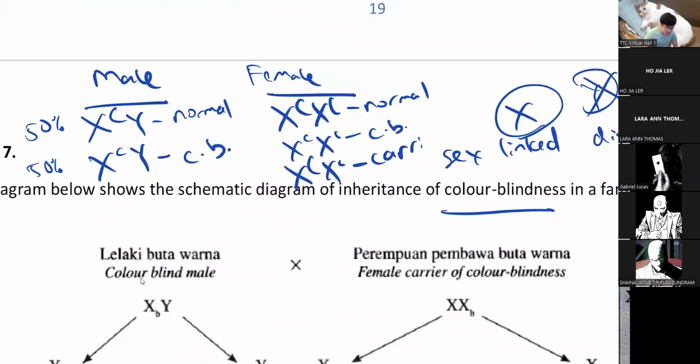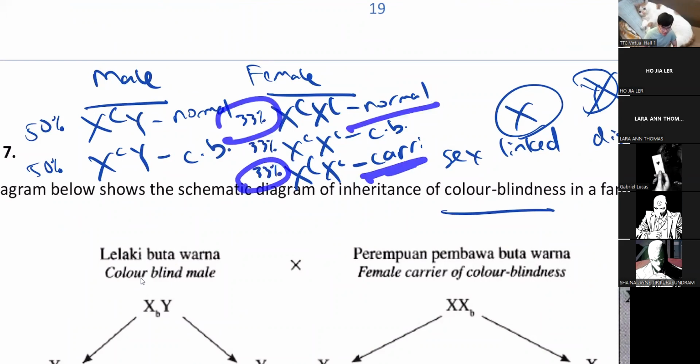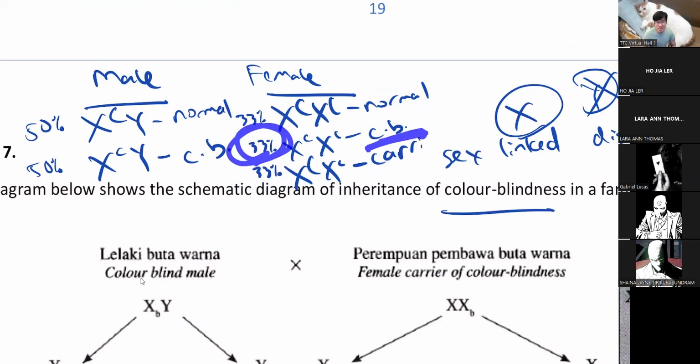Whereas for a female, it is 33%, 33%, 33%. Okay, 1/3 each. So 33% should be normal, 33% should be carrier. That means 66% she's normal. She only has a 33% chance of getting color blindness. That's why girls are much less likely to get color blindness, 33%, whereas guys 50%.